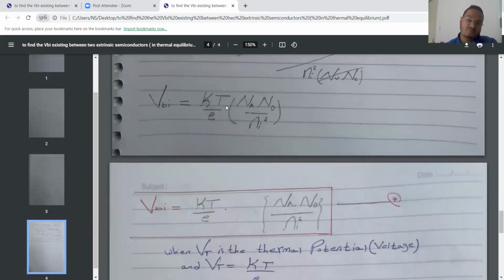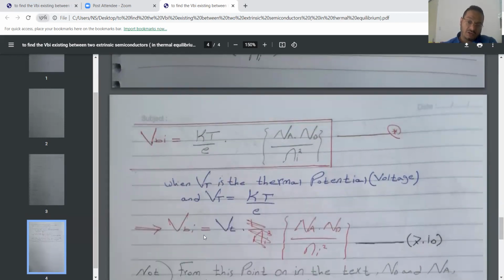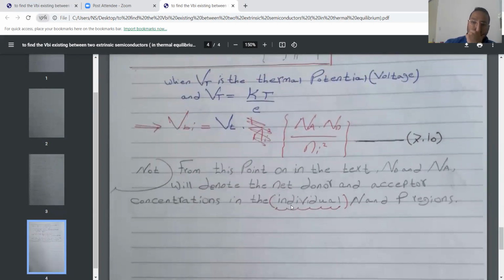And to simplify, to make this equation easier, we can put VT, that means the thermal potential, or we can say thermal voltage, so the built-in barrier potential equal thermal voltage times ln of concentration of acceptors dot concentration of donors divided on intrinsic carrier concentration squared. Here we have an important note: from this point on in the text, donor concentration and acceptor concentration will denote the net donor and acceptor concentration in the individual N and P regions.